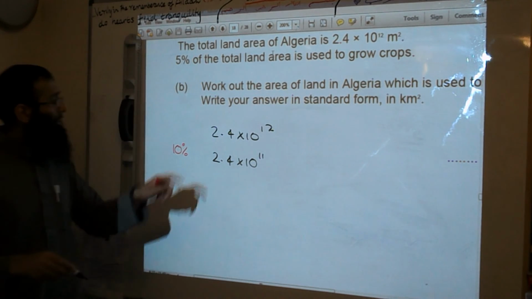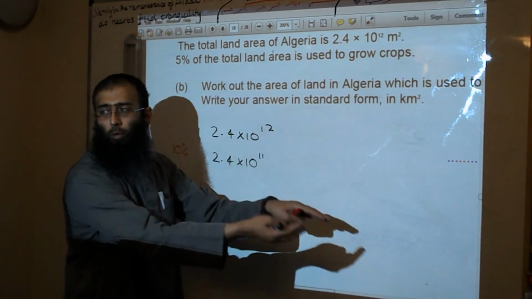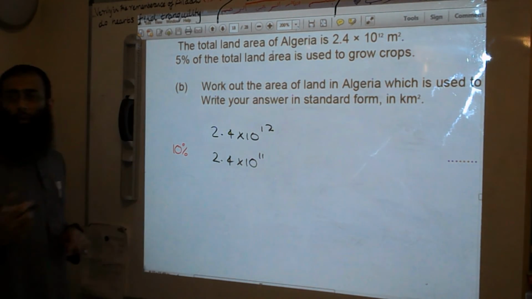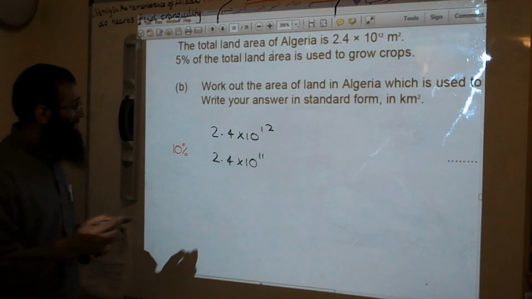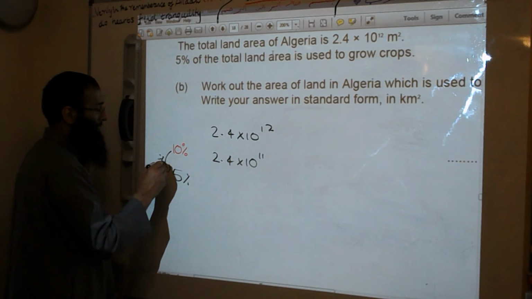Why does it become 11? Because this is being multiplied by 10 12 times. So we're losing and going back about 1/10 because we're dividing by 10. So that's 10%. That's not my answer. I need to work out 5%. 5% is half of 10%.